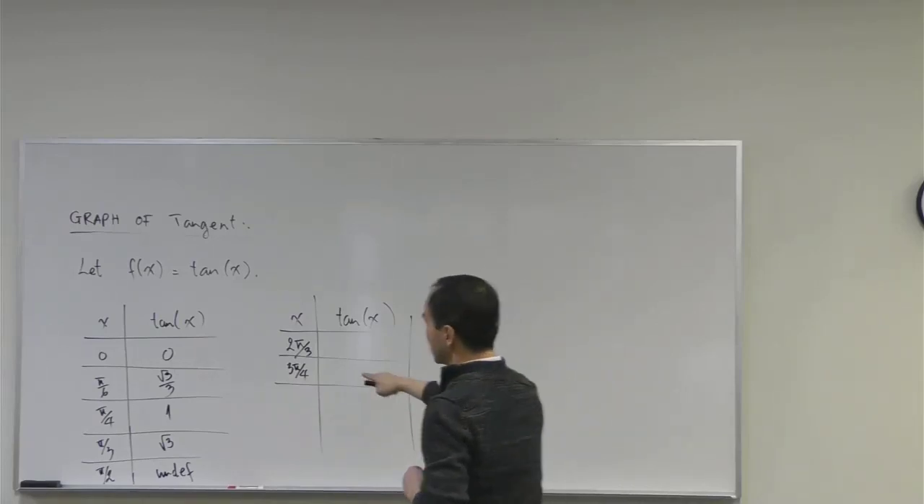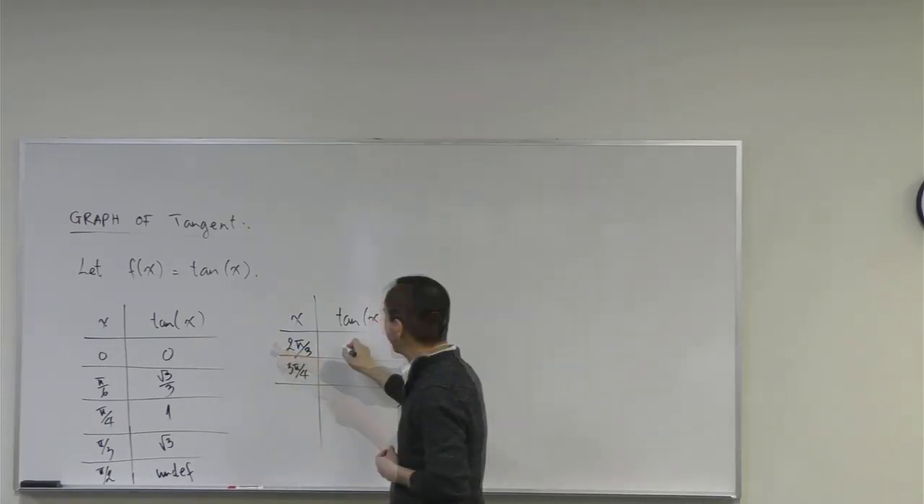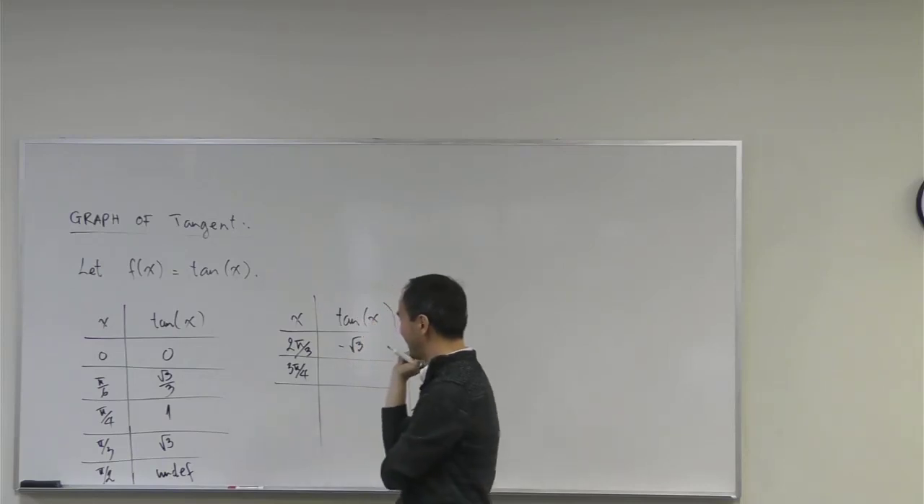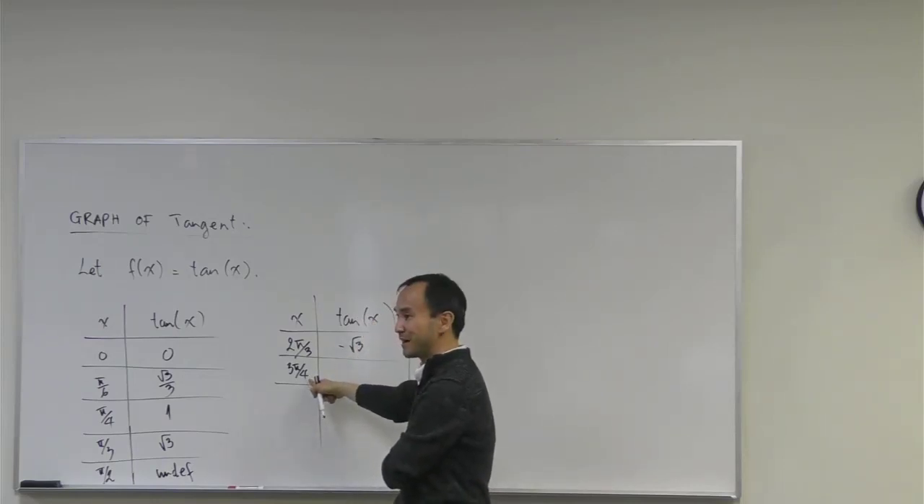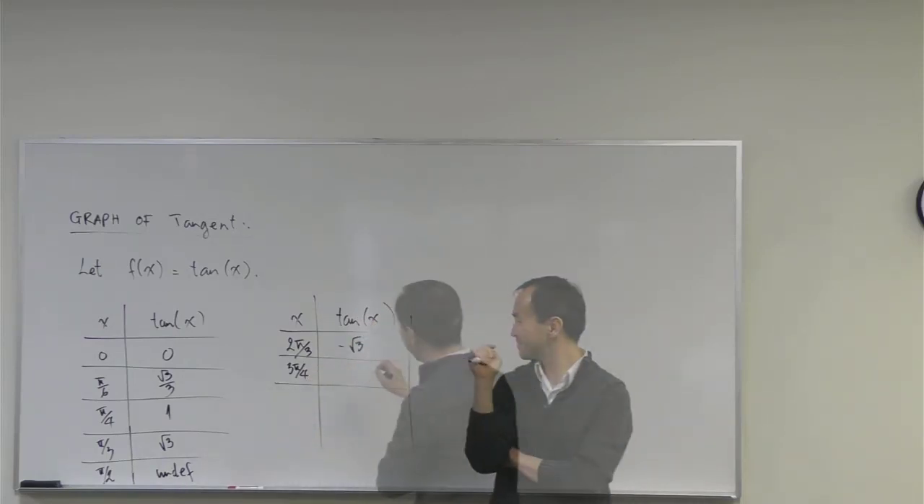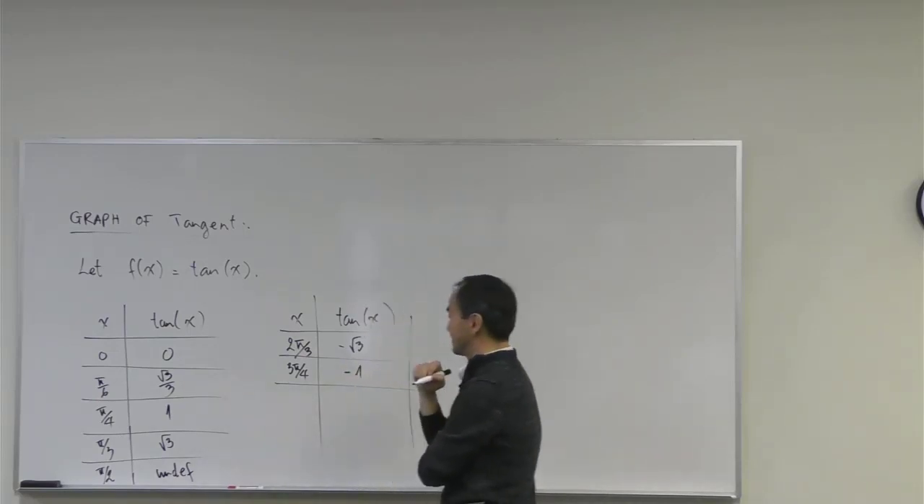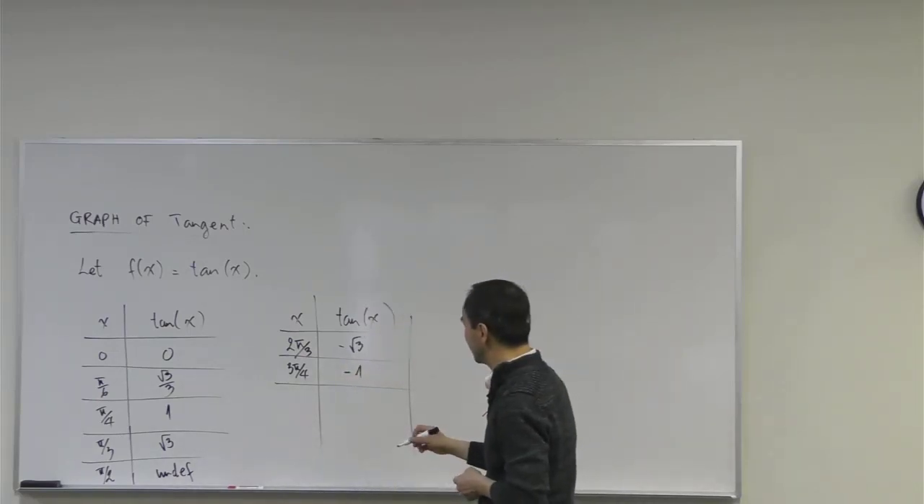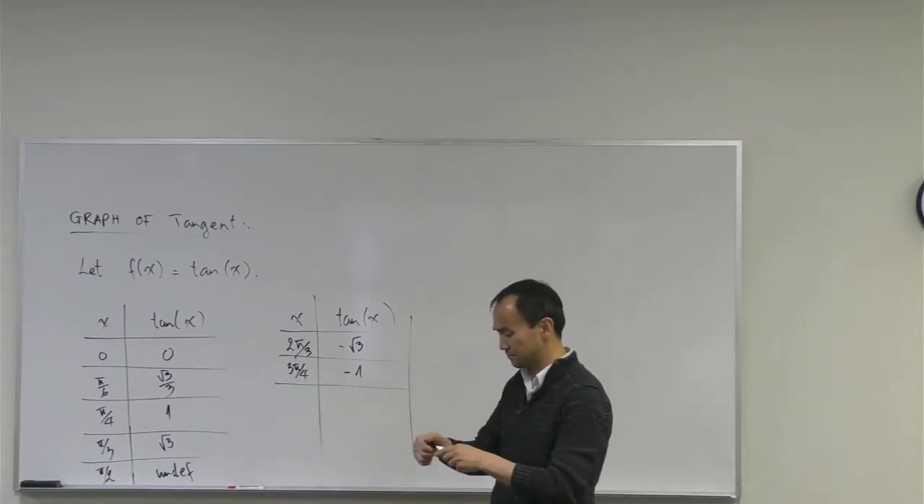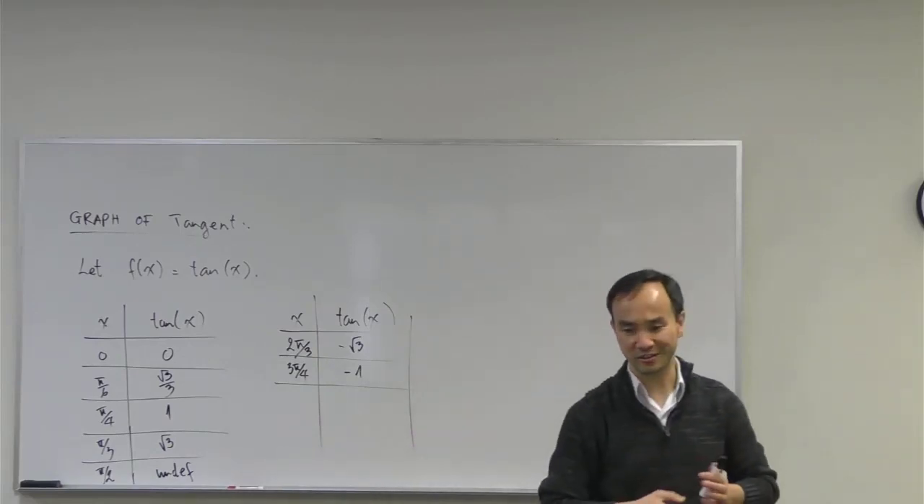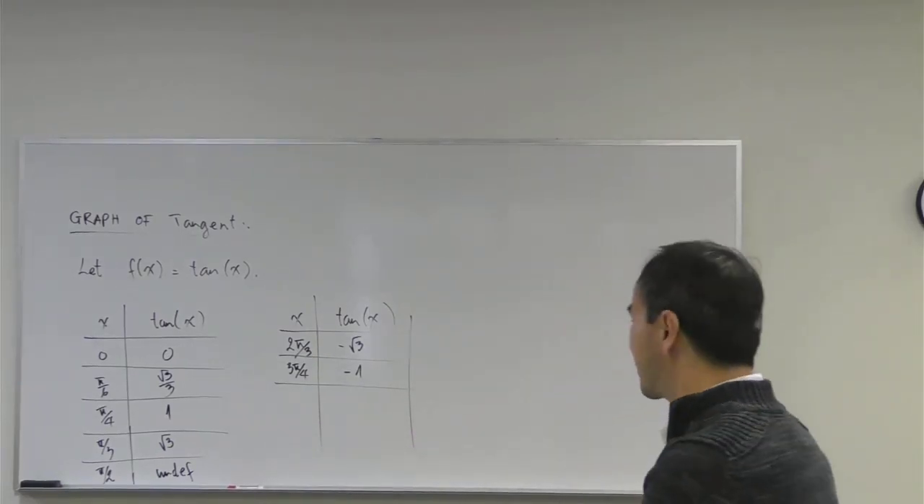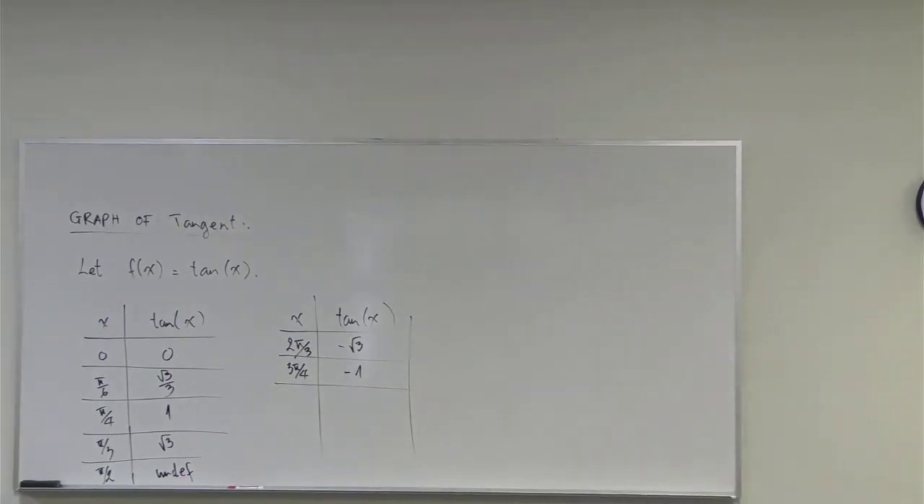All right, anyone would like to give me 2 pi over 3? Negative root 3. And then 3 pi over 4 here? Negative 1. All right. Now that should be enough. And now I'm going to put it on the actual graph. So there's no need to make you guys complete the whole table, because then you kind of get the hang of it. So now let me turn that over to the graphing viewer here.